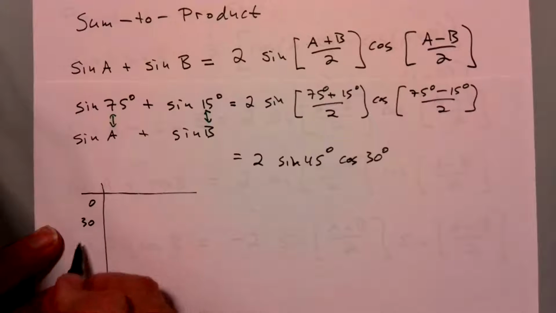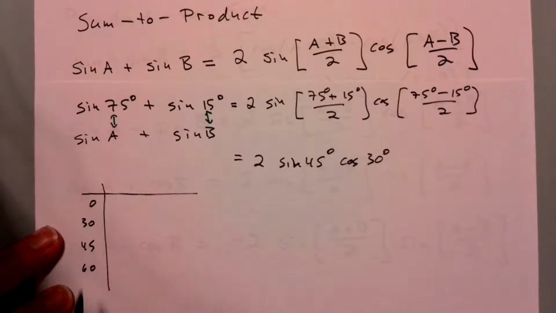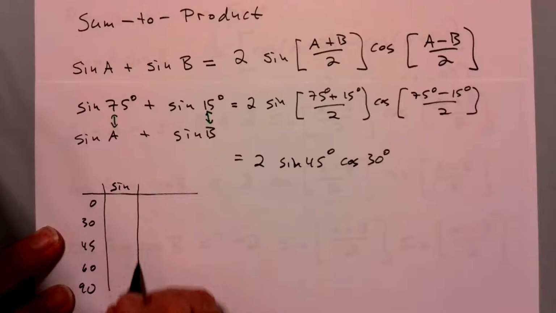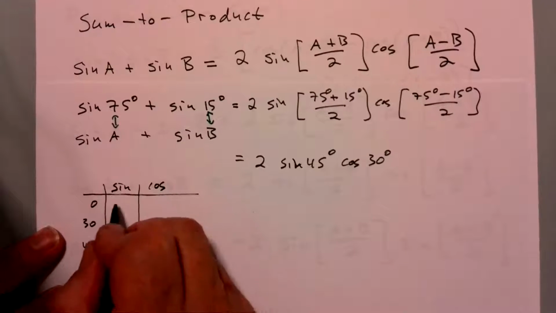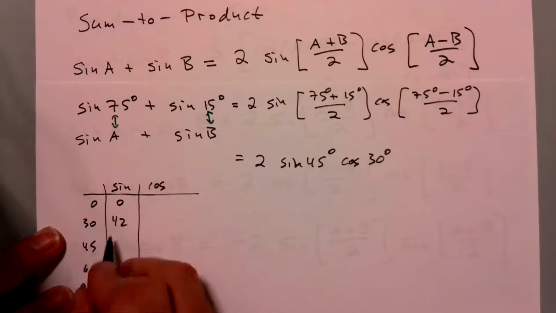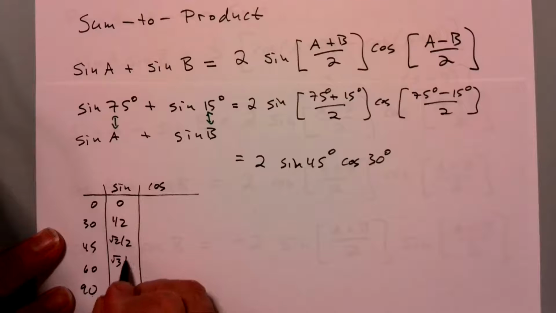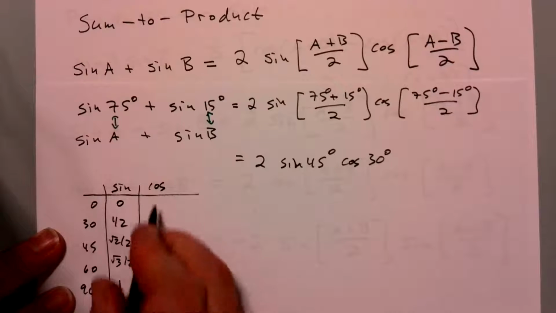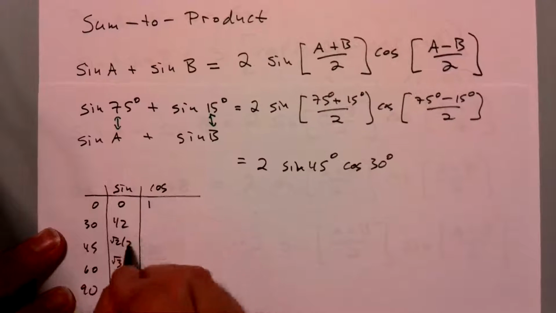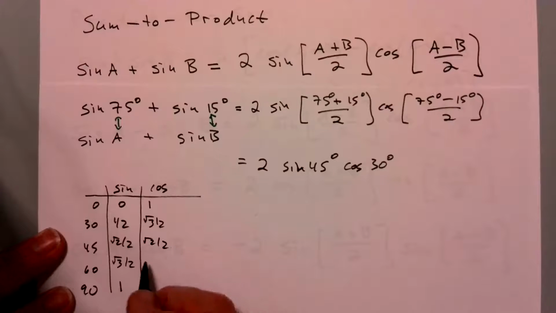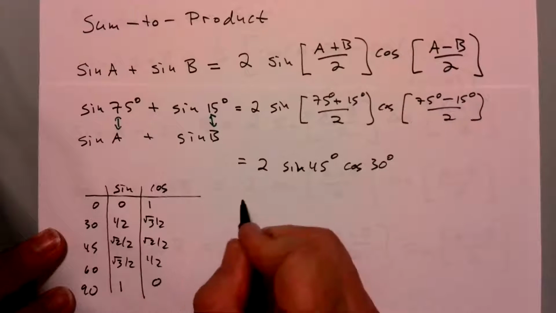0, 30, 45, 60, 90. Normally we use radians. We don't need it here. Sine of 0 is 0. Sine of 30 is a half. Sine of 45 is 1 over root 2 or root 2 over 2. Sine of 60 is root 3 over 2. Sine of 90 is 1. And for cosine, you just read it backwards: 1, then root 3 over 2, then root 2 over 2, then 1/2, then 0.